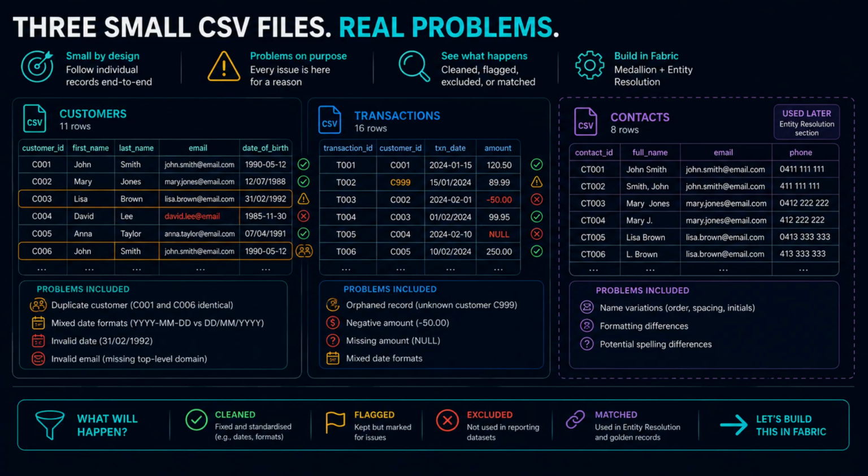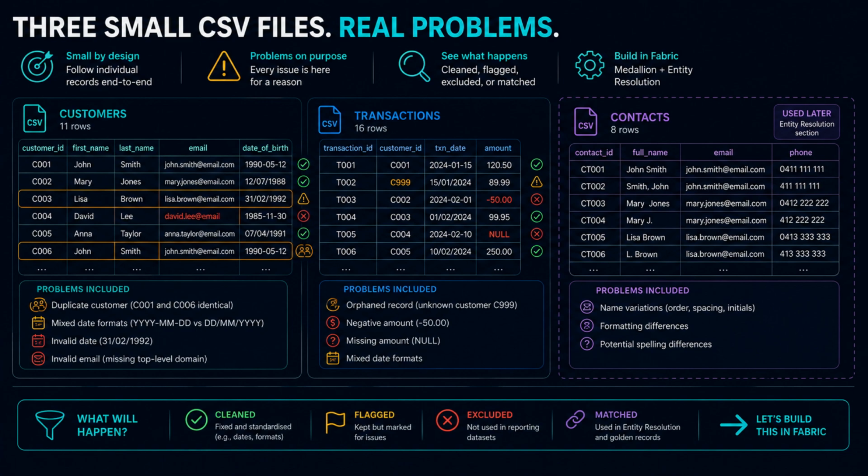In the transactions file, one transaction references a customer that doesn't exist. So we have an orphaned record. There are negative and missing transaction amounts as well. And finally, in the contacts file, some of the same people appear with their names written differently. Different word order, different formatting, and in some cases, slightly different spelling.